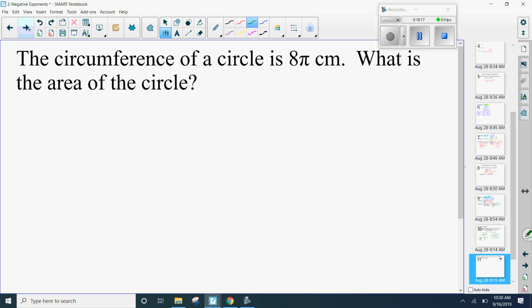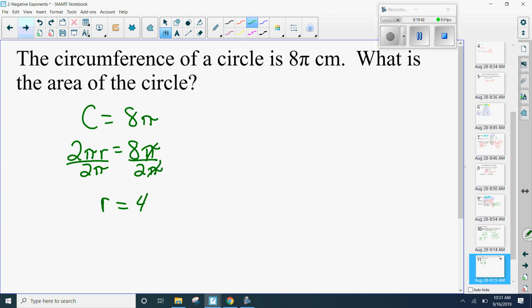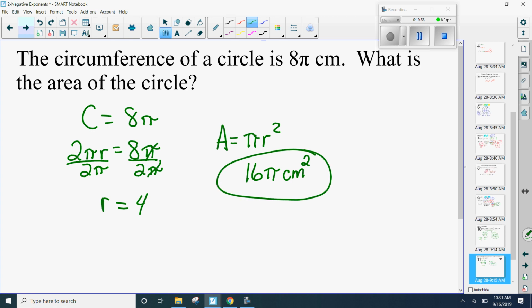What about this one? The circumference of a circle is 8 pi. What is the area of the circle? Be careful. What are they giving you? Circumference. The circumference is equal to 8 pi, which means 2 pi r is equal to 8 pi. So what is the radius? We're going to divide both sides by 2 pi, and you get 4. What do they want? The area. So the area of a circle is pi r squared. 4 squared is 16. It's 16 pi square centimeters. That's what they're looking for.